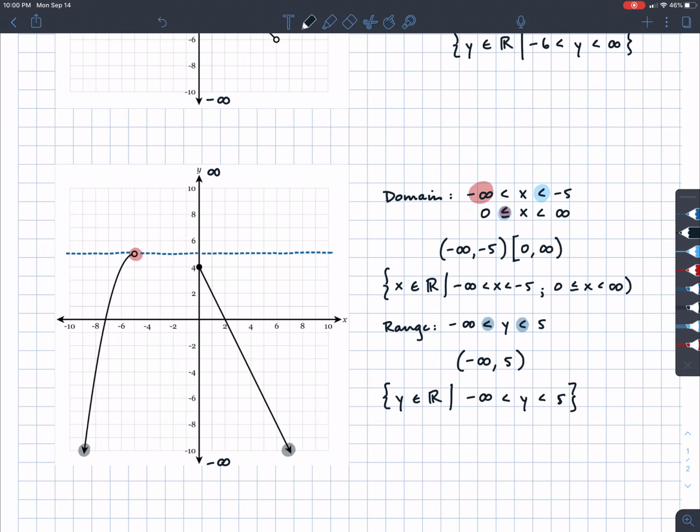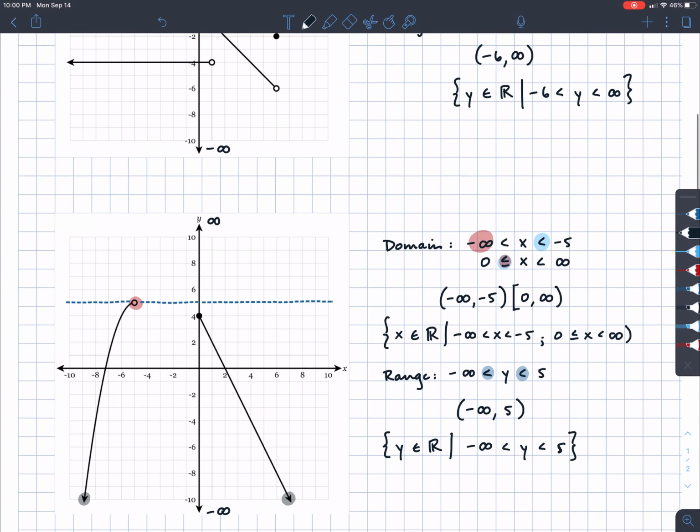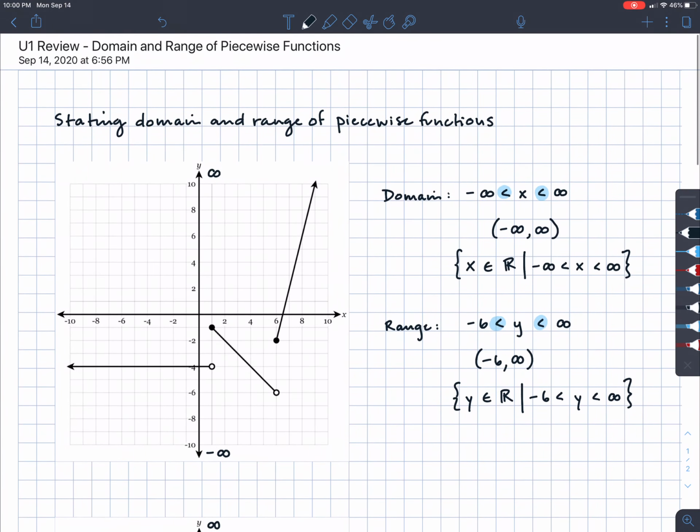All right, there are 2 examples of our domain and range for piecewise functions. So go ahead and try those problems in your unit review.